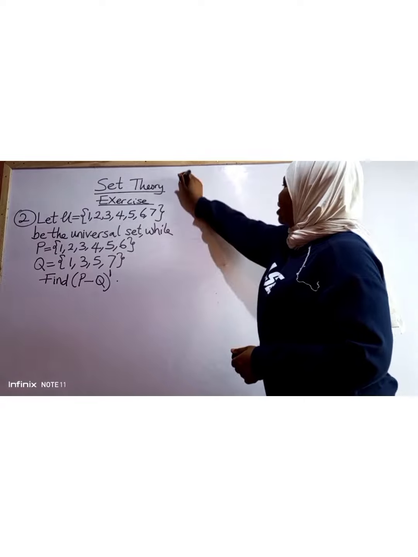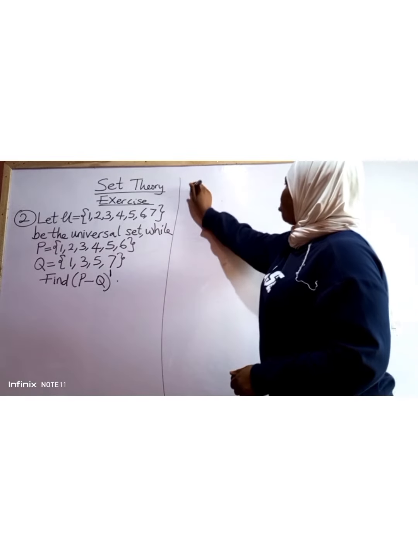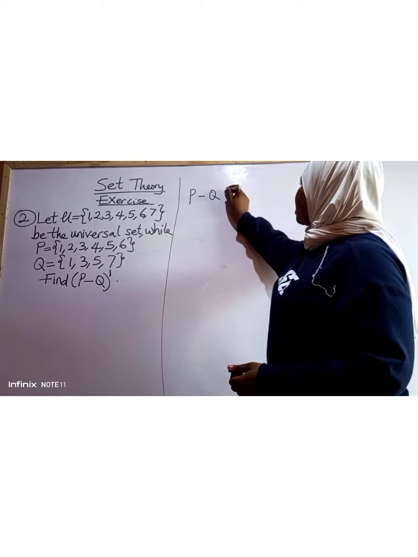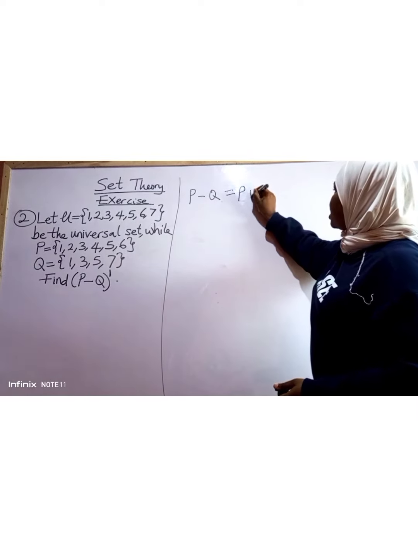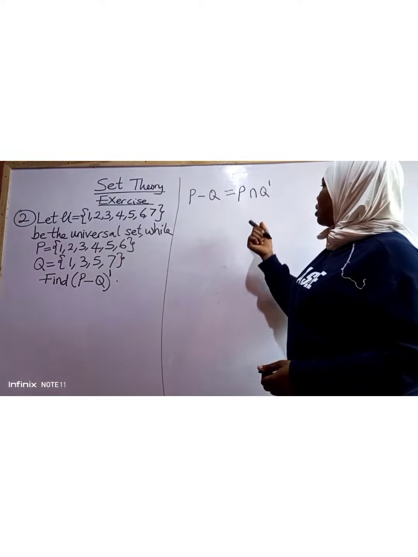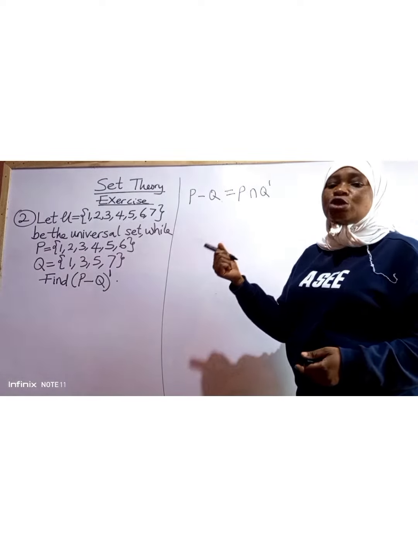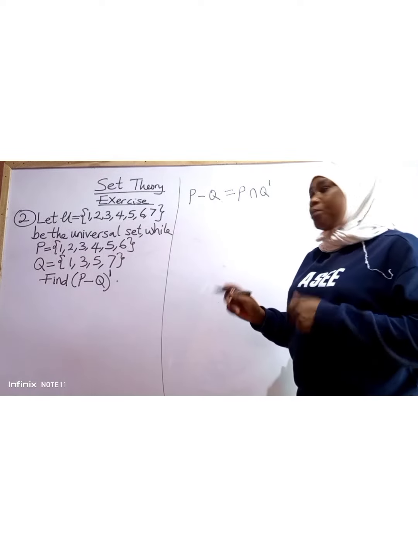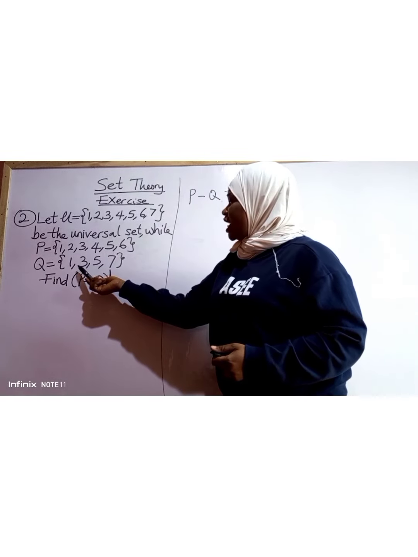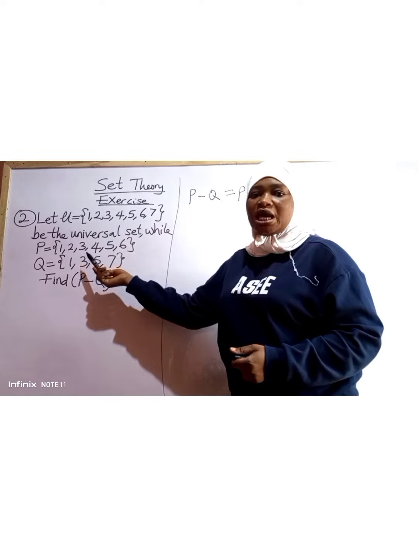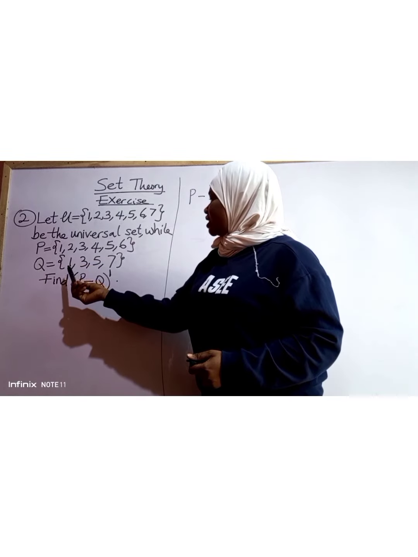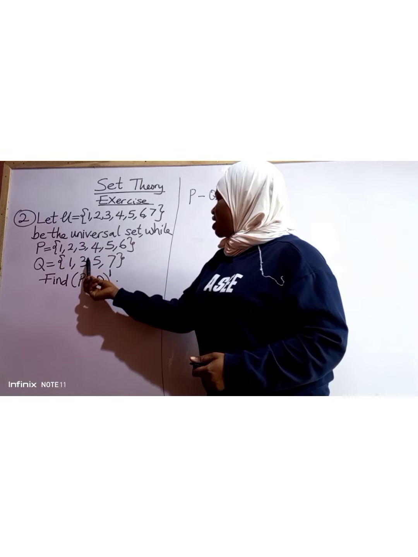Now, what is P minus Q? P minus Q is the same thing as P intersect Q prime. That is all the elements that we can find in P that we cannot find in Q. So if you want to do that, that means you want to subtract all the elements that are common to both P and Q from P. So you know that their intersection is {1, 3, 5}.